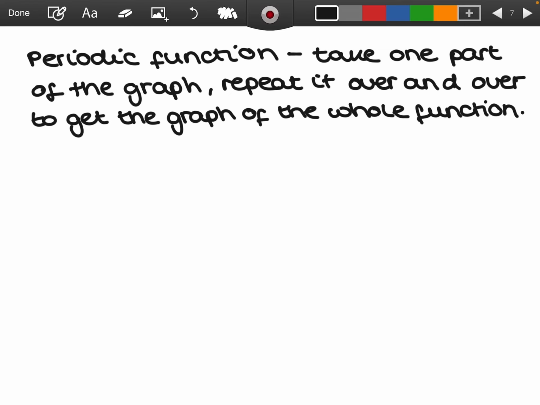So that is the first thing that you will notice about all of these trigonometric functions. The part of that graph that you repeat over and over again to get the graph of the whole function is called a cycle.